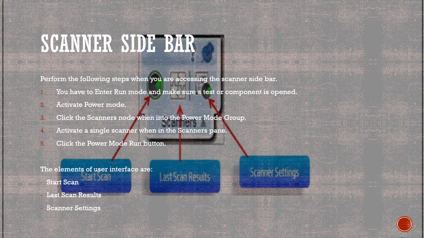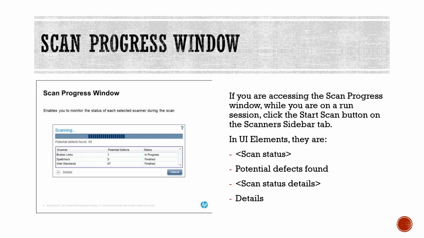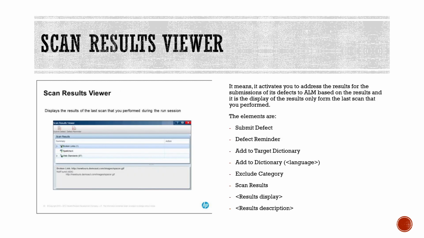The elements of the user interface are start scan, last scan results, and scanner settings. Scan progress window. To access the scan progress window while you are in a run session, click the Start Scan button on the Scanner sidebar tab. The UI elements are Scan Status, Potential Defects Found, Scan Status Details, and Details. Scan Results Viewer. It enables you to address the results for the submission of defects to ALM based on the results, and displays the results only for the last scan that you performed.